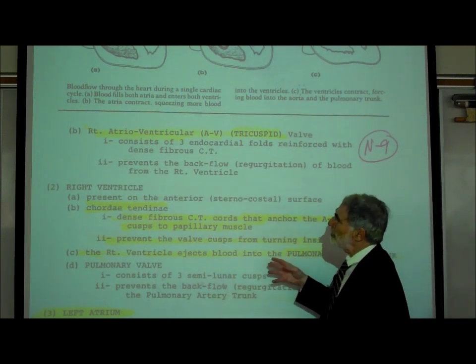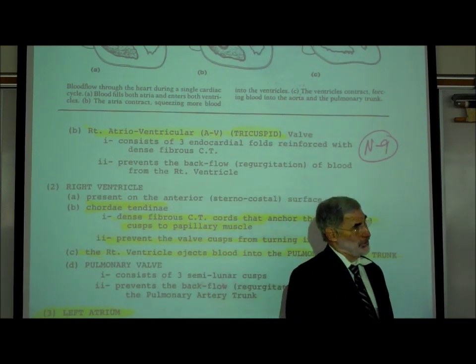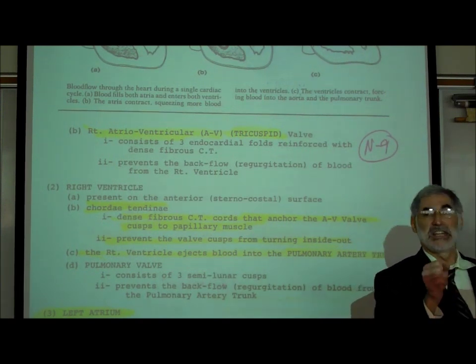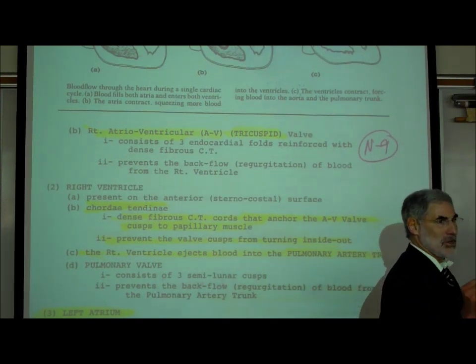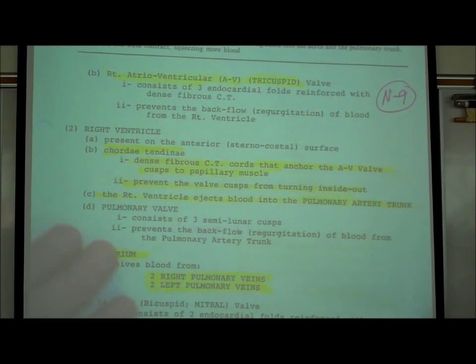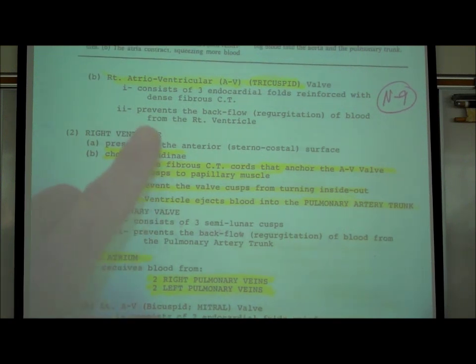And the purpose of any valve or sphincter: valves or sphincters are structures that ensure one-way flow, so that something only flows in one direction. And so we'll show you a picture of that in a moment. The blood is going to flow past this valve, from the right atrium past this valve, into the right ventricle.